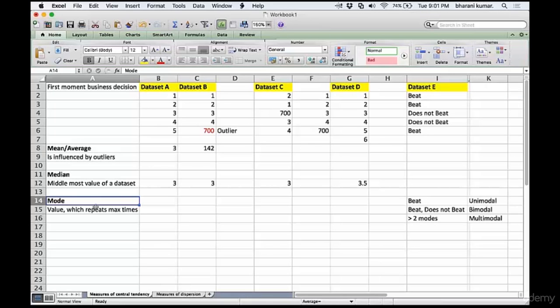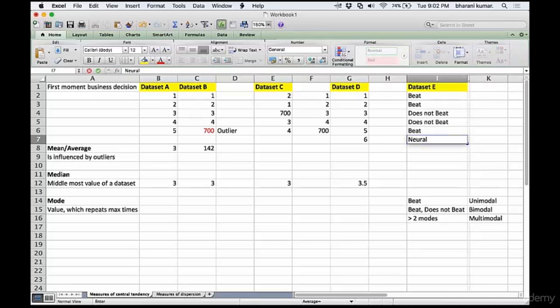Mode is a value which repeats itself maximum times. And given this data set, beat repeats itself 3 times, as opposed to does not beat, which gets repeated only twice. So in comparison to beat and does not beat, beat has repeated itself 3 times, maximum times. Hence that is your mode. If you have a single mode, it is called unimodal. Now say you have interviewed 3 more people.